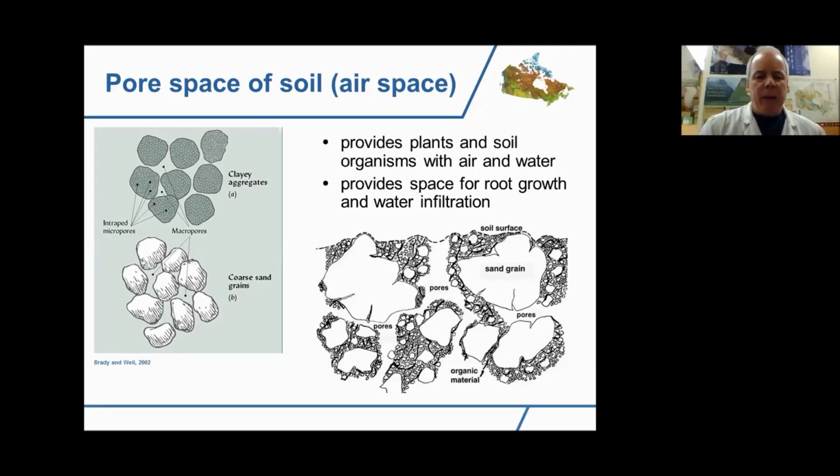When you look at the diagram on the right, the other thing that's interesting about this pore space is it's very irregular, convoluted, you could say. If you look on the right-hand side, you can see the different sizes of mineral grains and organic material in a particular soil. And then you can see that the pore space is certainly not regular going through that soil.